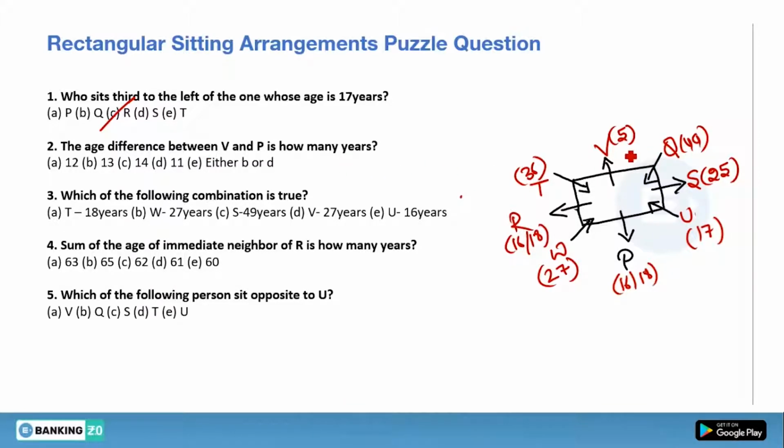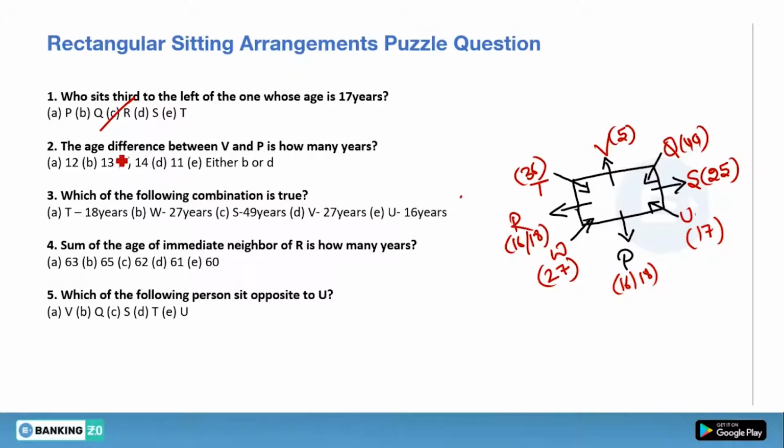The age difference between V and P is how many years? See, we know the confirmed age of V, that is 5, but we don't know the confirmed age of P. P can be 16 or 18. So let's check the options. If V is 5 and P is 16, the difference is 11 years. V is 5, we know that, and if P is 18, the difference is 13 years.